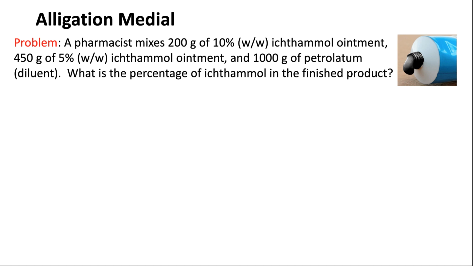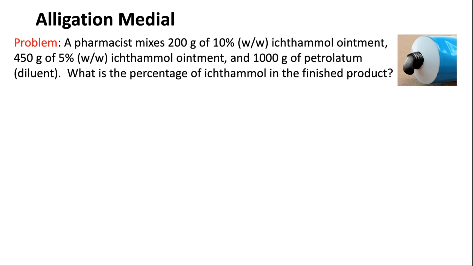An interesting old product. So what we want to do is make a combination of three ingredients, this 10% weight per weight ichthammol, 5% weight per weight ichthammol, and then a certain amount of diluent in terms of the petrolatum. If we mix all those three things together, what is the final percentage of ichthammol in the finished product?